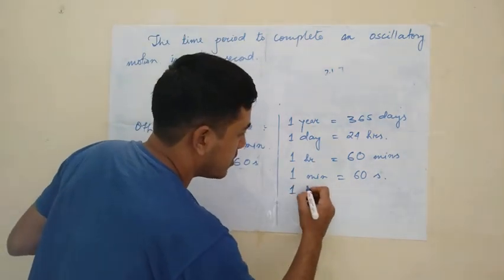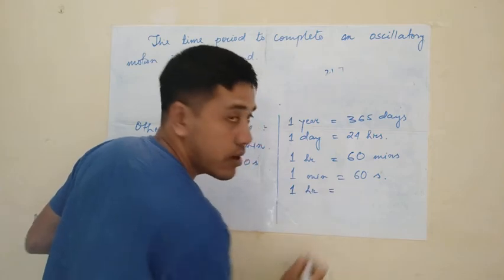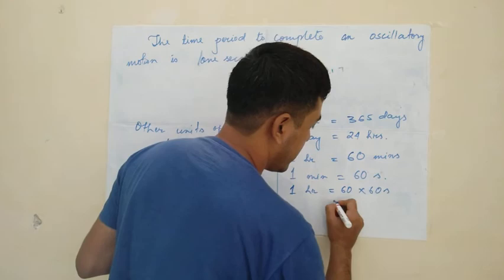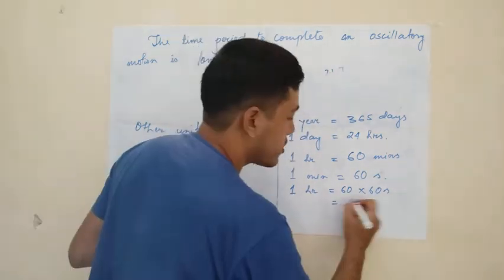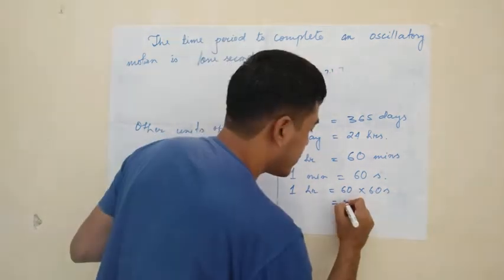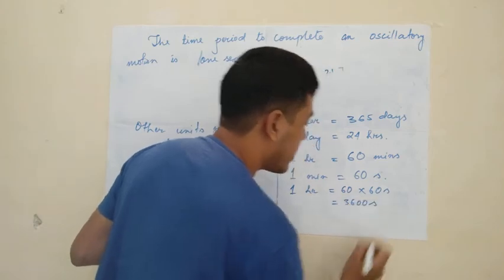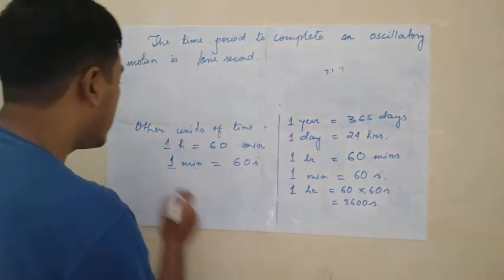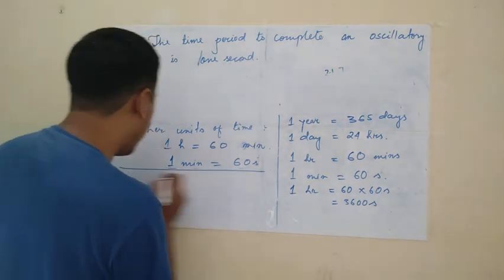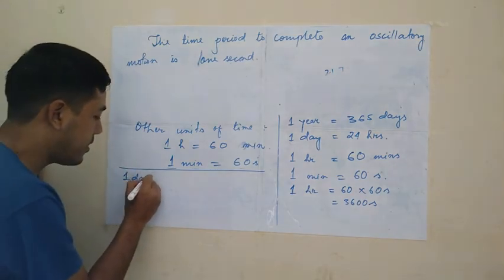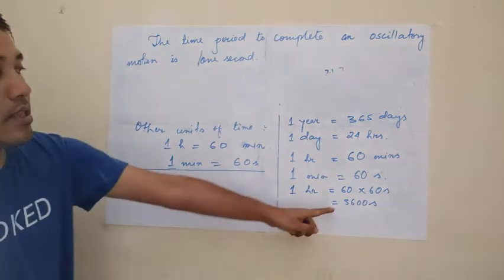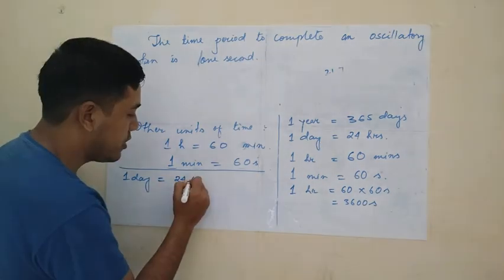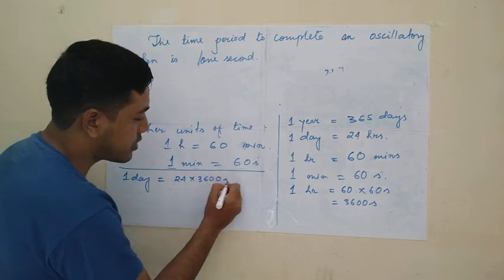Then 1 hour is equal to how many seconds? It should be 60 into 60 seconds, which is 3600 seconds. That's how we can find the time in seconds. Then you can also convert 1 day into seconds: you multiply 24 into 3600 seconds.